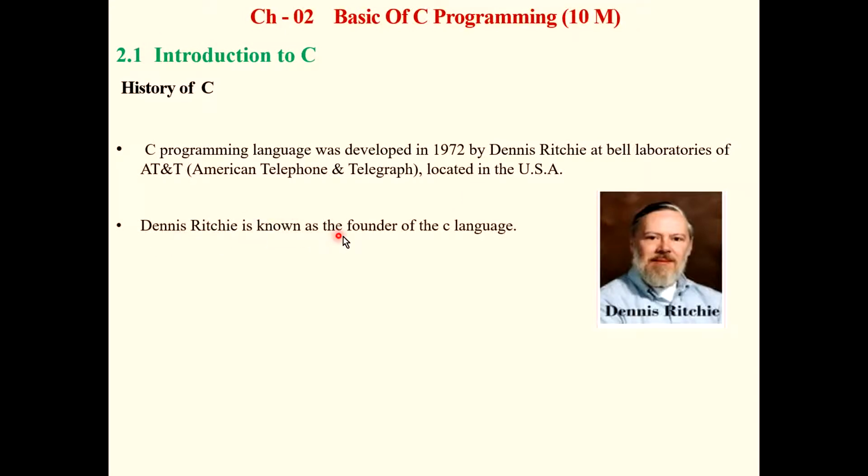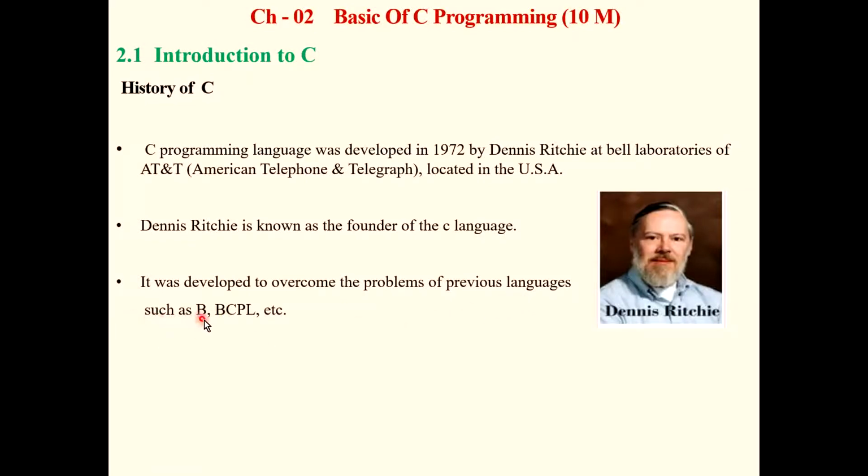Dennis Ritchie is known as the founder of the C language. It was developed to overcome the problems of previous languages. Whatever previous languages were developed had some disadvantages, so to overcome those disadvantages he developed the C language. There are languages such as B, BCPL. These are also languages. Initially the C language was developed to be used in the Unix operating system. So it is also one important point, operating system. Now we use the Windows operating system.